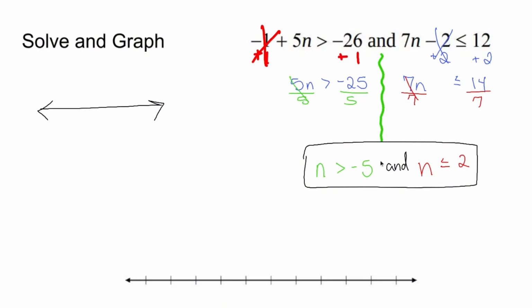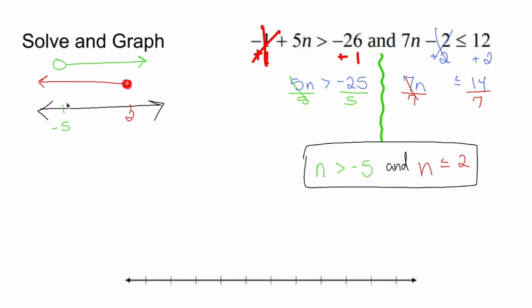So we'll do the one in green. n is greater than -5. So we'll just put an open circle at -5. Again, nothing fancy. n is less than or equal to 2 is going to have a filled in circle at 2 and go to the left like so. Now, with an "and" statement, your final answer is where both of these lines completely overlap.